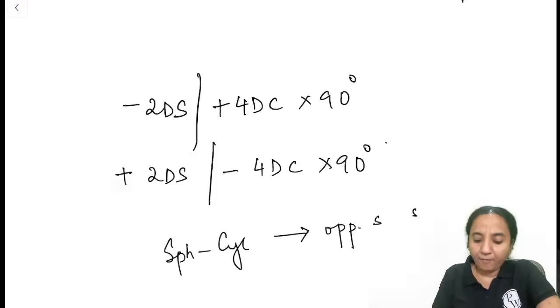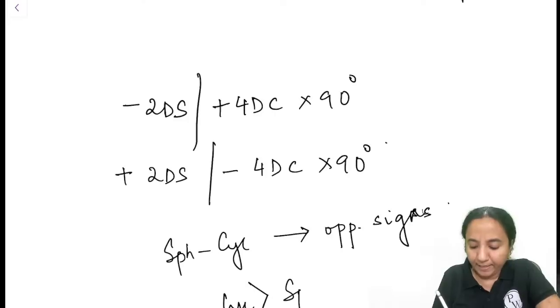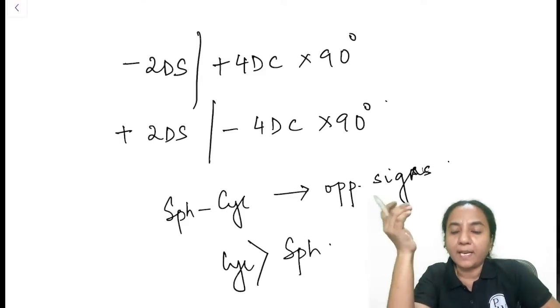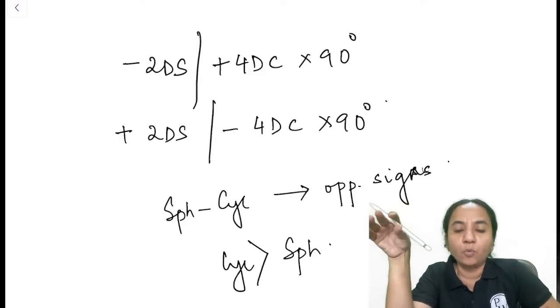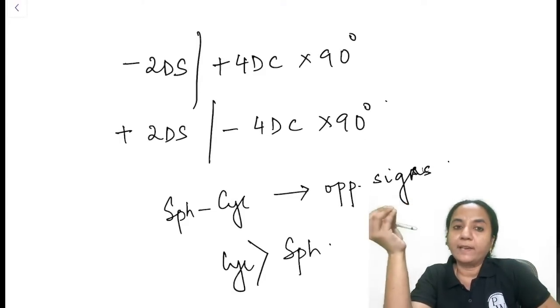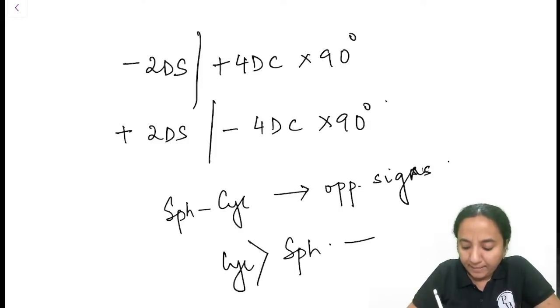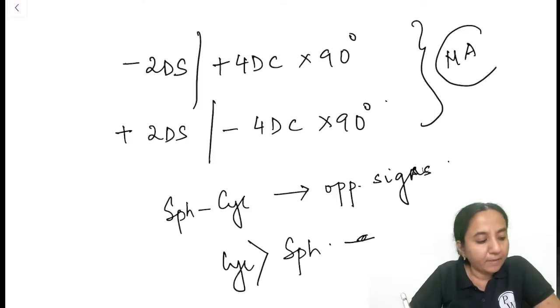So if the absolute value of the cylinder is greater than the sphere, and the cylinder and sphere are of opposite signs. Because here, if I just ignore the sign, the cylinder is 4 and the sphere is 2. So the absolute value of the cylinder is greater than the sphere. If that is so, then this is a prescription of mixed astigmatism.